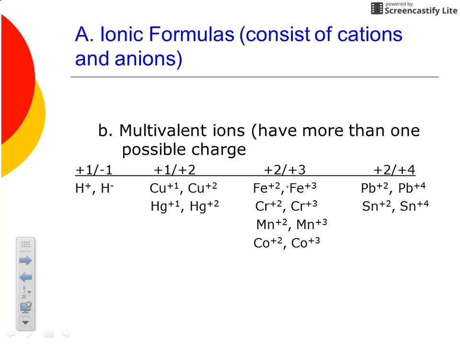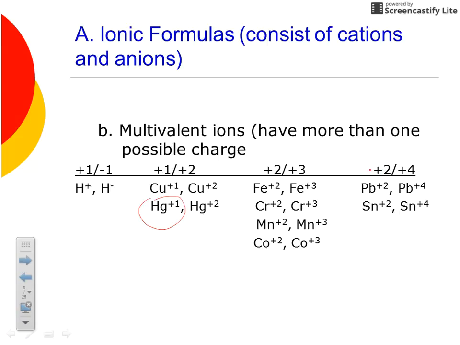I'm going to come back and talk about mercury in just a second. All right, iron, chromium, manganese, and cobalt. They are the 4 transition metals that I want you to remember that are going to be a positive 2 or a positive 3. And then, of course, I mentioned tin and lead. Tin and lead are both +2 or +4.